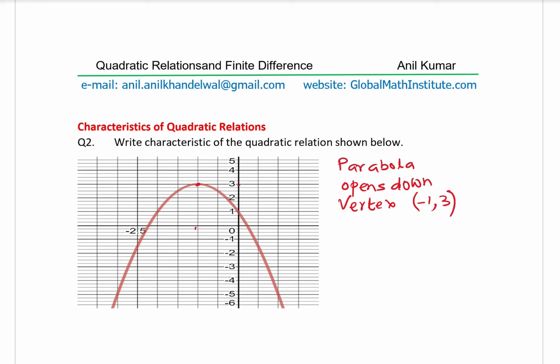Since it opens downwards, we have a maximum this time. So the maximum of 3. That really means that the range is y is less than or equal to 3. That is what it means. And that is how maximum value and the range are related. Perfect. Now let's look into the intercepts.